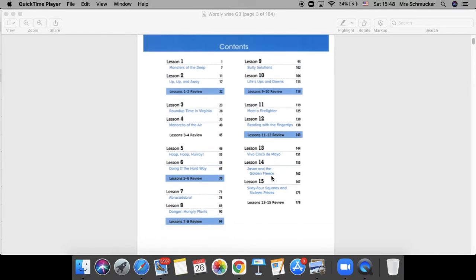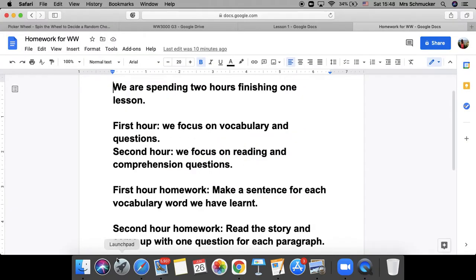Each book contains 15 lessons, and I'm going to move over here to explain. So for teachers, we are spending 2 hours finishing one lesson. So it's very simple math. We have 15 lessons times 2 hours equals 30. So we'll be spending 30 lessons. The kids will sign up 30 lessons to finish the whole book with us.